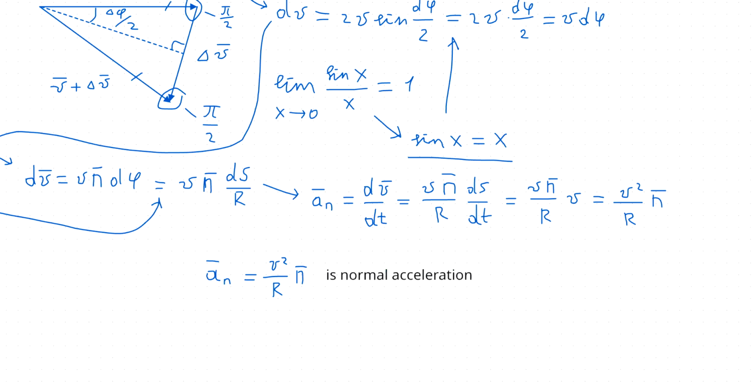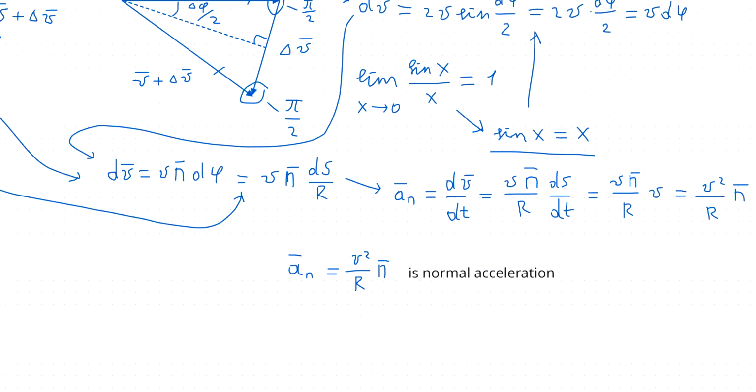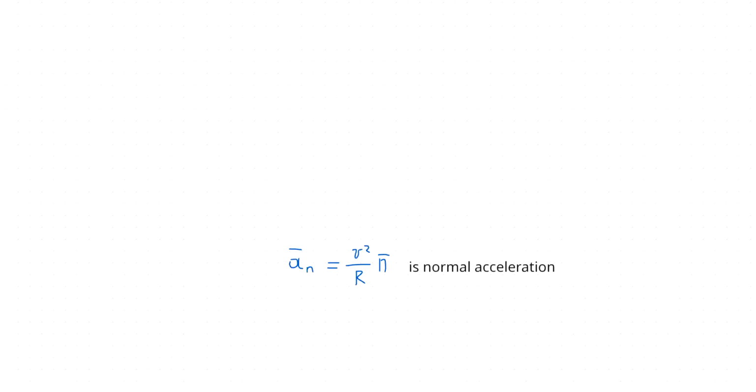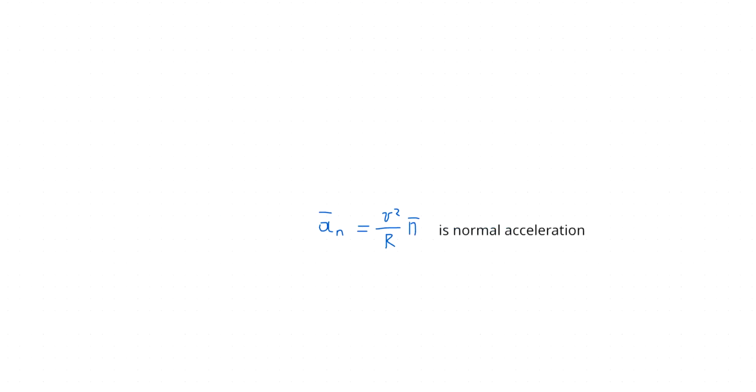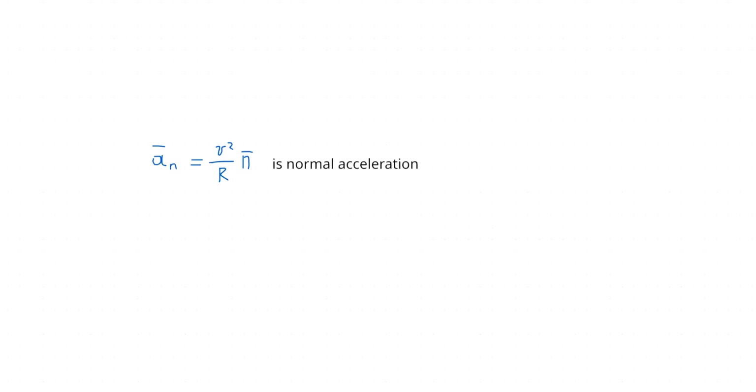Normal acceleration. Okay, now I have to remove some intermediate formula from the screen, and just leave this normal acceleration. We need only this now.